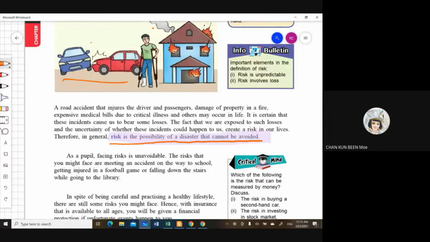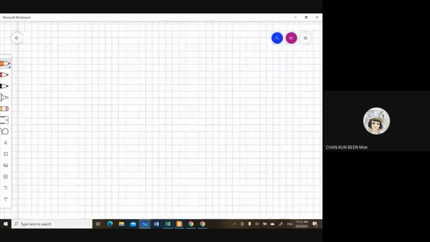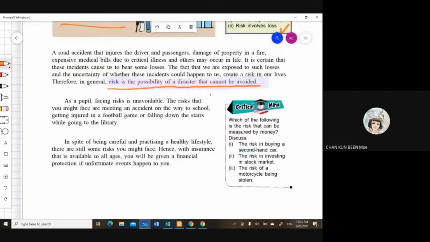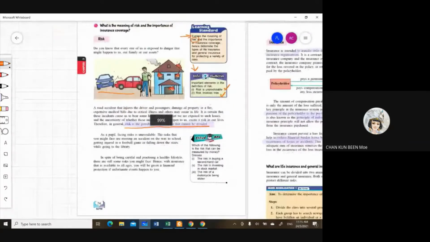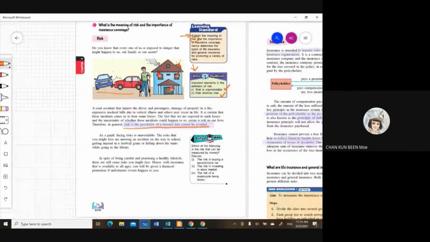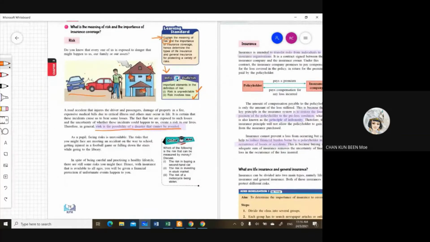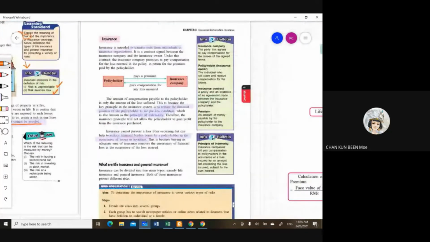Can we avoid flood? Also cannot, right? Can we avoid lightning? Also cannot, right? So look at this part here, important elements in the definition of risk. So risk is unpredictable. Risk involves loss. Okay, so I'm going to go through a bit fast over here. This is a lot of explanation. You go through it yourself. It's quite a lot. You go through this yourself. I'm going to enter important points, because I'm scared if I read out everything, you feel sleepy already.